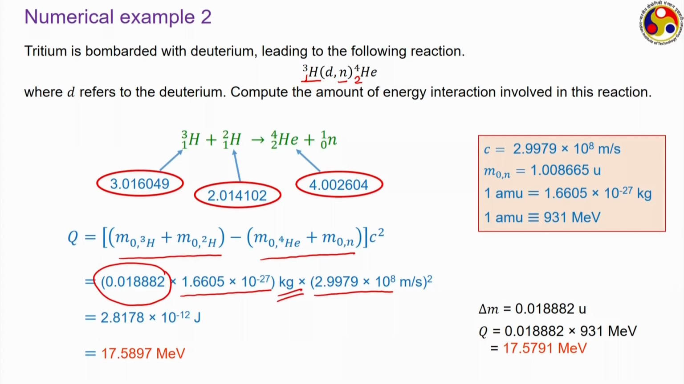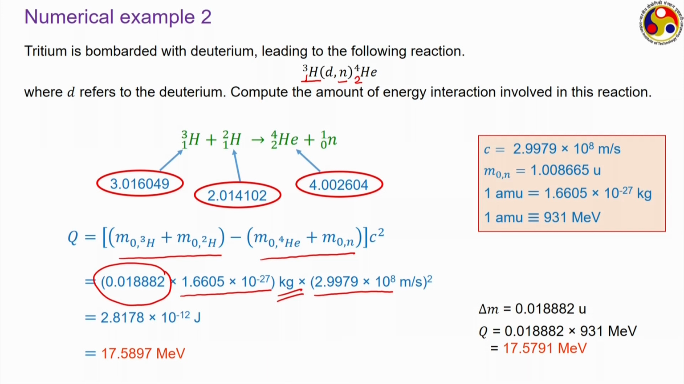This is the information that you have used while solving: the velocity of light in vacuum, the mass of neutron, and the conversion between AMU and kg, which is a new thing coming here, that is 1 AMU is equal to 1.6605 into 10 to the minus 27 kg, and finally, the mass energy equivalence, 1 AMU is equivalent to 930 MeV.